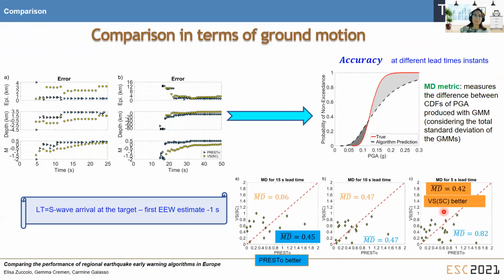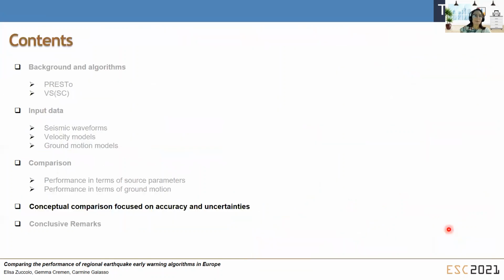It can be seen that PRESTo provides more accurate ground motion estimates at the largest lead time considered, while VS in SeisComP produces more accurate ground shaking predictions than PRESTo for the smallest considered lead time. This trend reflects what was observed in the case of magnitude accuracy. The analyses presented so far were performed neglecting the uncertainty on the source parameters, since VS in SeisComP did not provide the uncertainty on magnitude estimates. Therefore, we conducted a theoretical comparison of the PRESTo and Virtual Seismologist algorithms, explicitly considering the accuracy and the uncertainty of location and magnitude estimates.